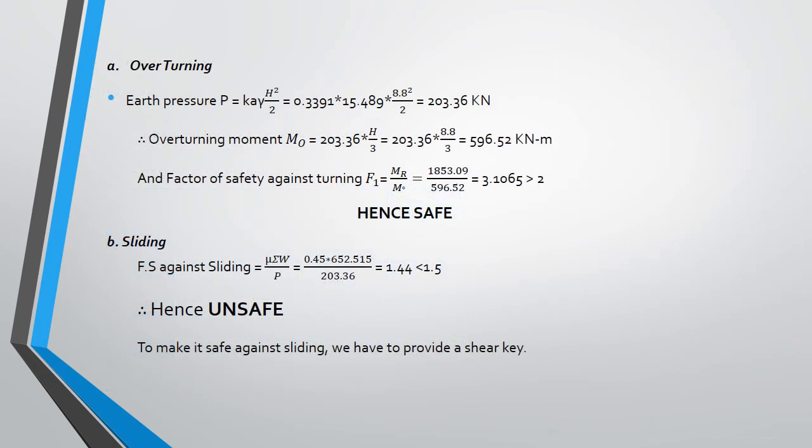Overturning failure. To analyze overturning failure, we get that pressure PE is calculated as K into gamma H square by 2, from which we got 203.36 kilonewtons. It's the total earth thrust, and the overturning moment is calculated as 596.52 kilonewton meter, from which we got the factor of safety against overturning as 3.1065, which is greater than 2, and the structure is safe against overturning failure. The next failure consideration is sliding.